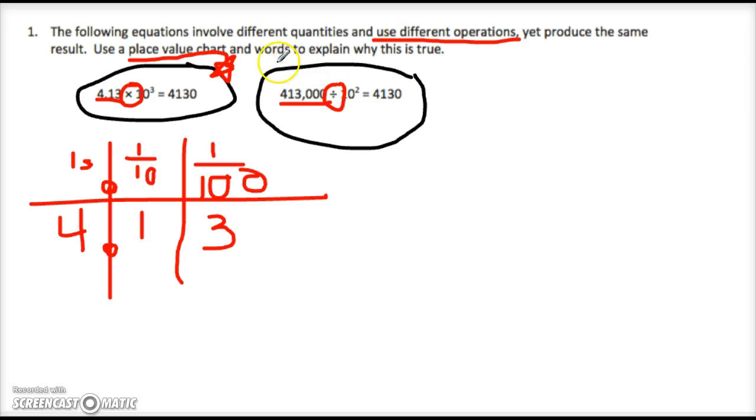The place value chart isn't enough, though. You're going to use words to explain why this is true. So you might say, I started with a smaller number, but it became bigger. Why? I'm talking about which way the numbers shift, how many places they shift, and how you actually in both cases end up with 4,130 as your answer will be an important part of that answer.